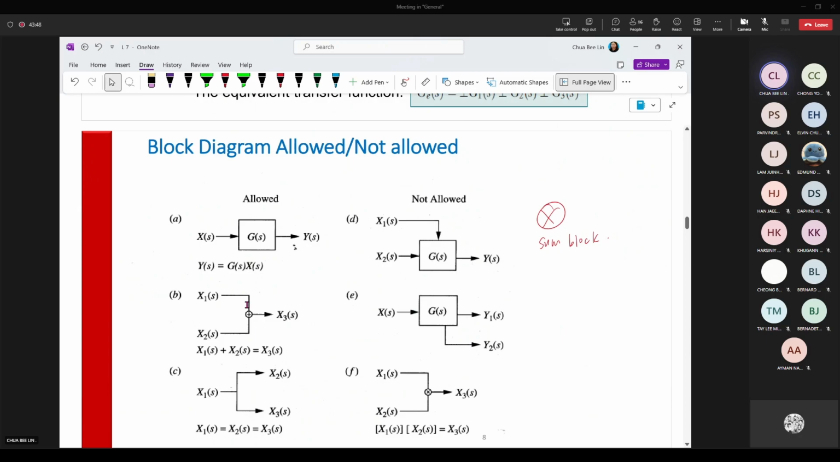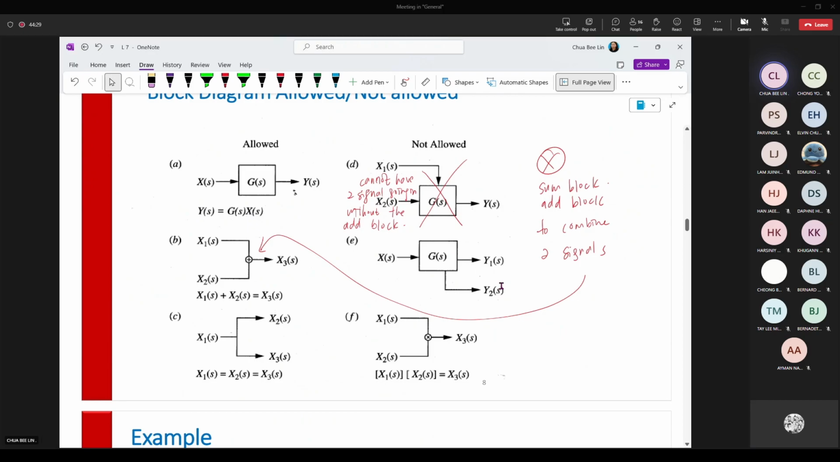Okay, you have to change into something like using the sum block, this summative or addition block, or we call it the add block, to combine two signals. For example, this one is not allowed. It is because you cannot have two signals going in without the add block. Okay, same goes to this one. We cannot have two signals going out without the summation block, the add block.